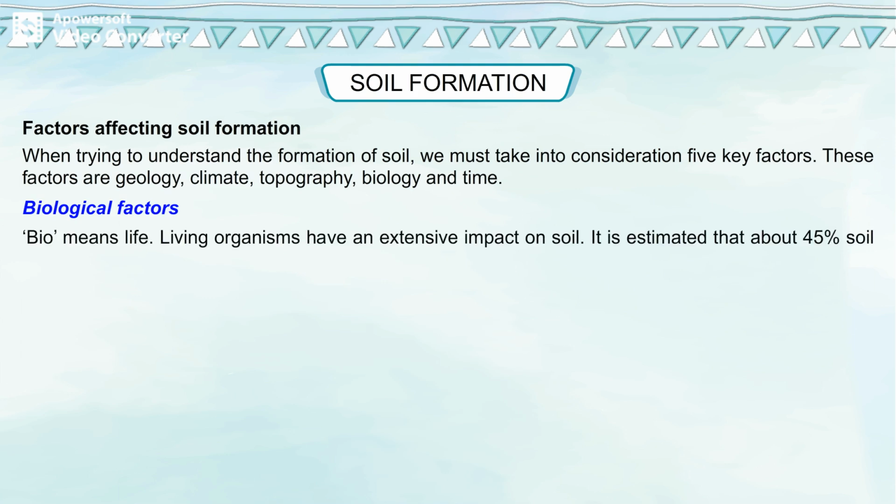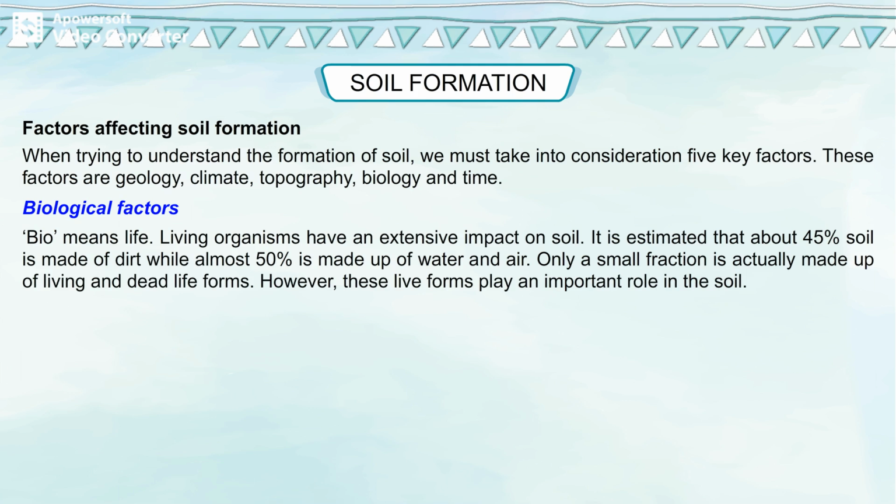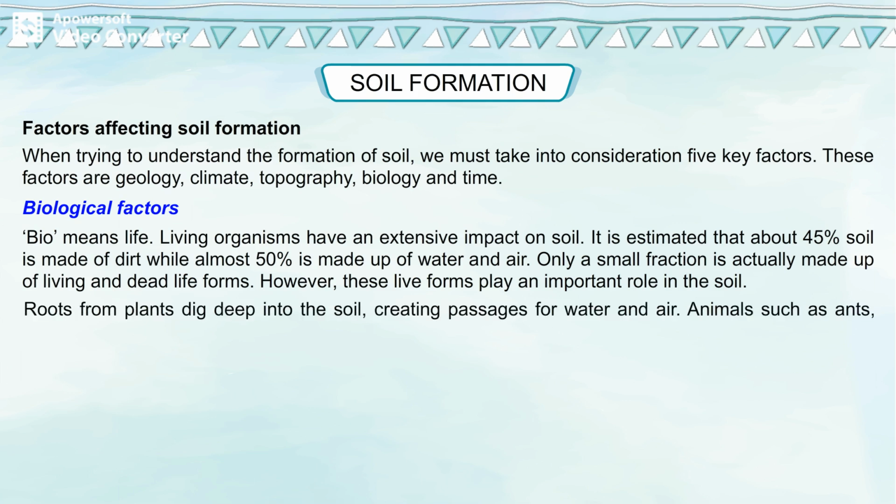Biological factors. Bio means life. Living organisms have an extensive impact on soil. It is estimated that about 45% of soil is made of dirt, while almost 50% is made up of water and air. Only a small fraction is actually made up of living and dead life forms. However, these life forms play an important role in the soil.